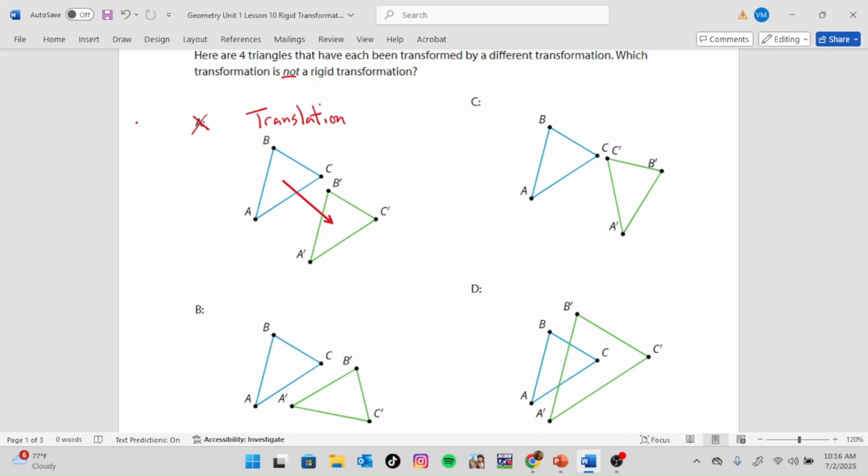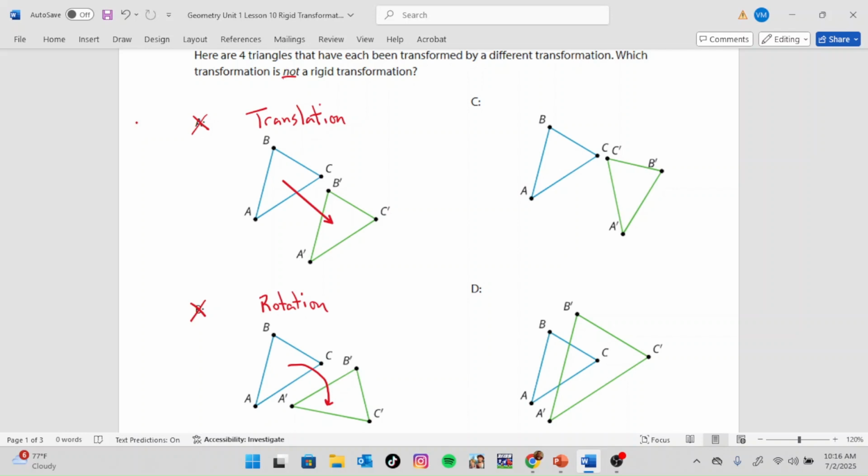If we look at B, notice that what we did to go from the blue triangle to the green is that we rotated it. We rotated this point C down, B is down, and A is kind of that axis point. So this would be a rotation. And a rotation is a rigid transformation. So B is not the answer we're looking for.